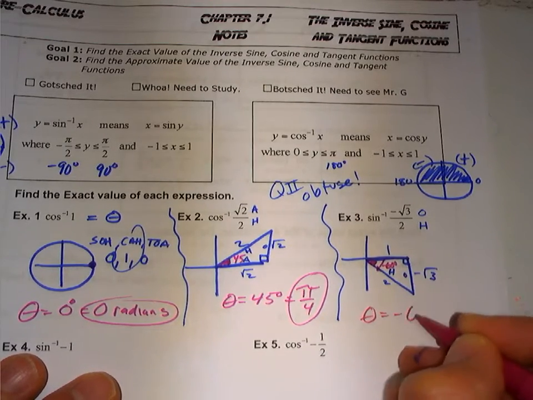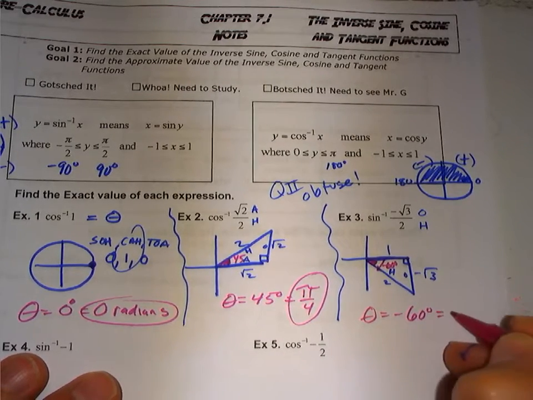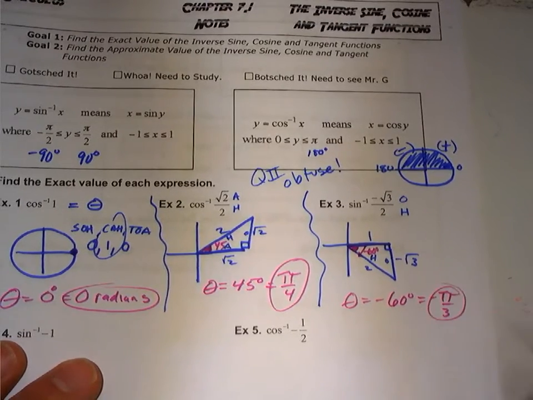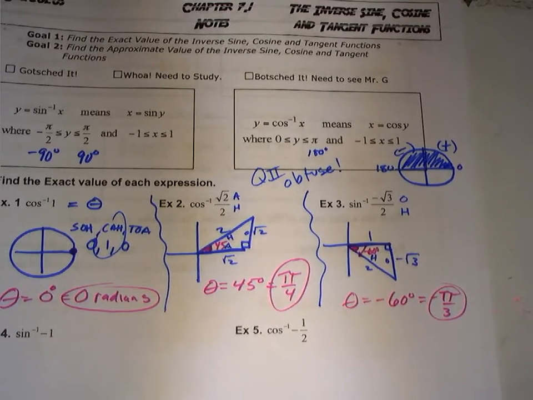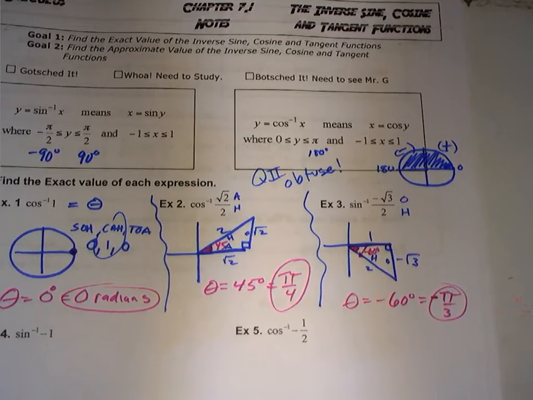That is a negative 60 because it's going down. In radians, that's negative pi over 3. Just a reminder, if that's got a 6, then the radian's got a 3 in it. If you're not good with that, just take negative 60, divide by 180, put a pi on top. You get negative 1/3 pi, which is negative pi over 3. So final answer, guys, negative pi over 3.